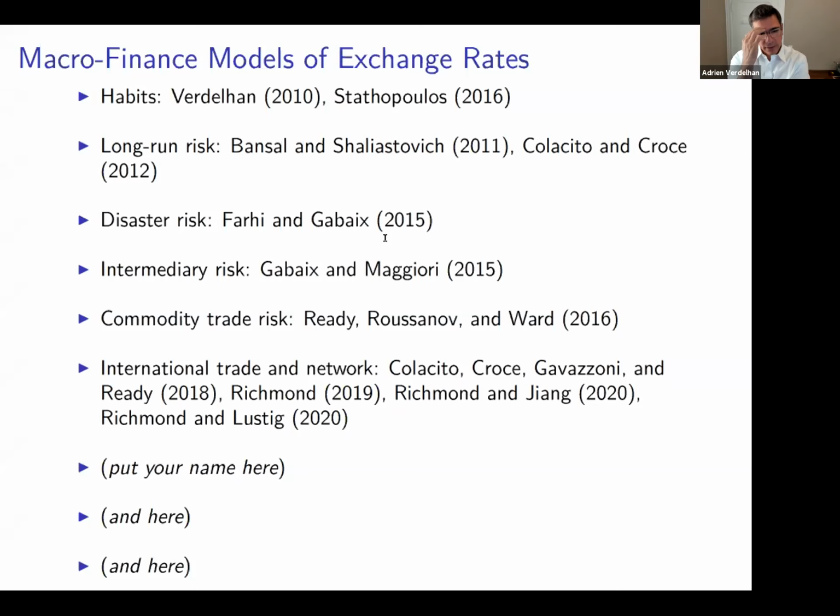All the papers that you can understand with this framework actually assume that markets are complete. In the Gabaix and Maggiori paper, markets are not complete, so you cannot use the same trade. But I think this is a very, very natural starting point, and I think there's a lot that we can learn using this simple assumption.